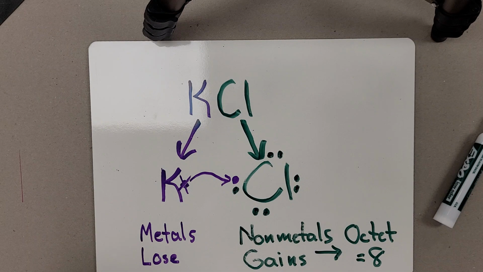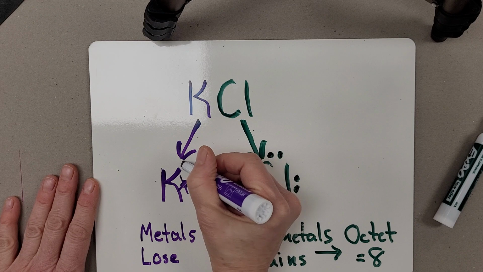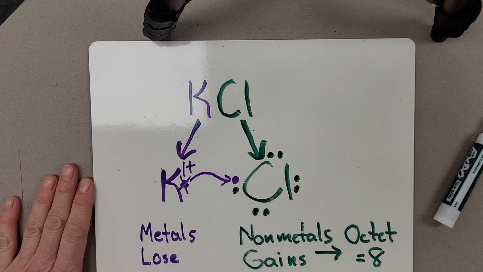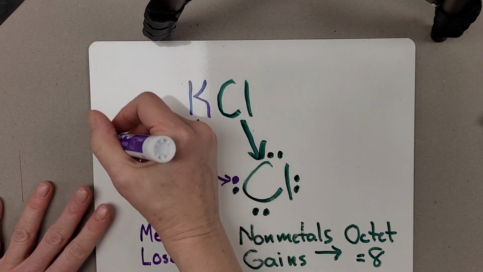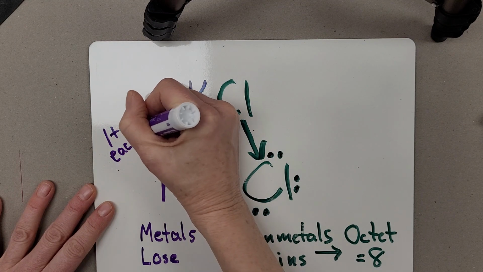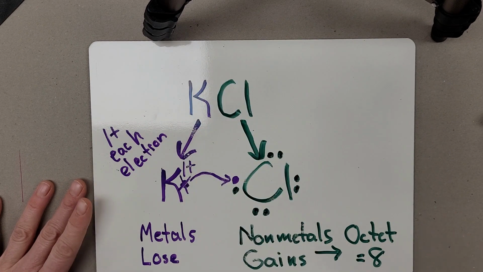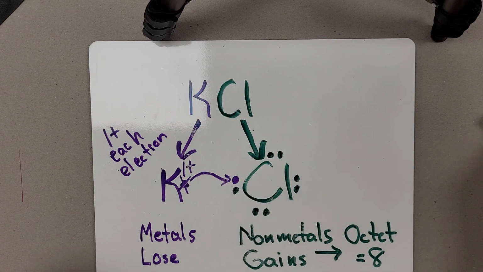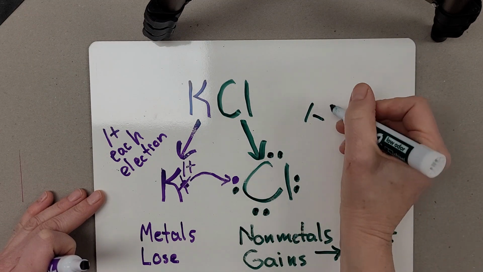Now my last step is to put on the charges. So for every electron that a metal loses, they gain an additional 1+ charge. So in this case, potassium just lost 1 electron, so it has a charge of 1+. And so these guys are going to get 1+ for each electron. Okay, kind of messing up my diagram there. And these guys over here are going to get 1- for each electron they gain.